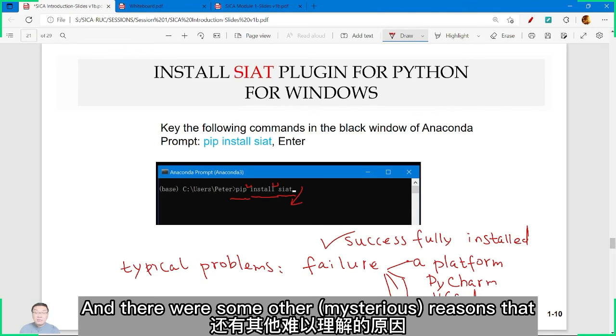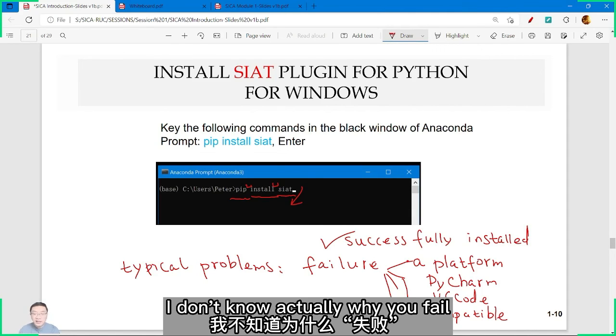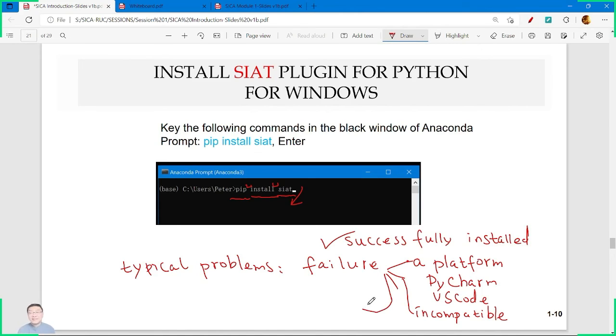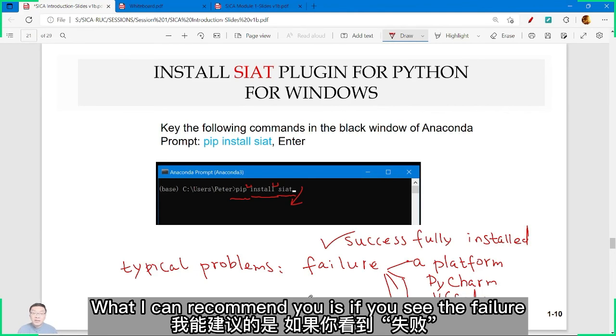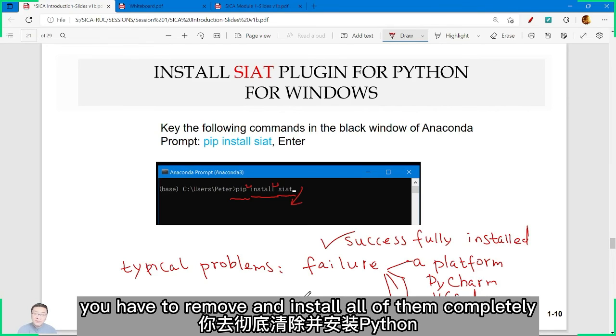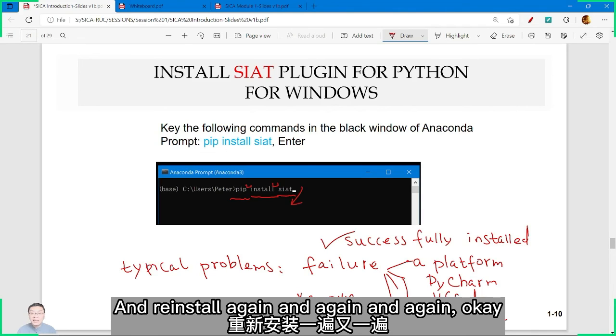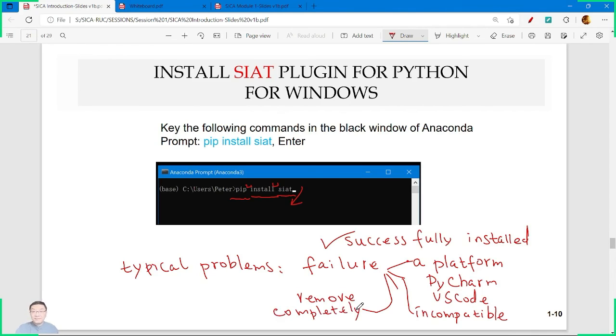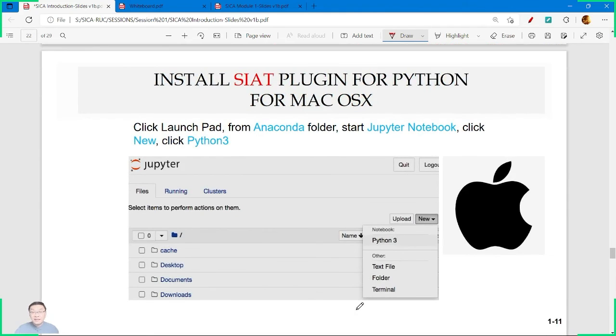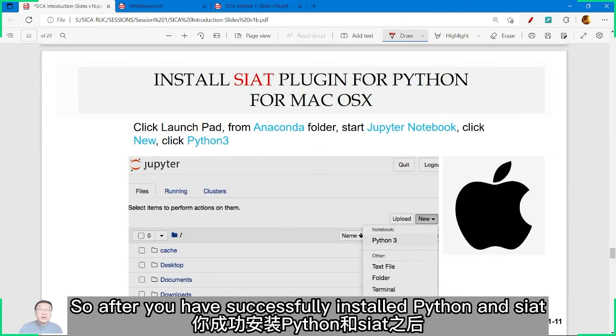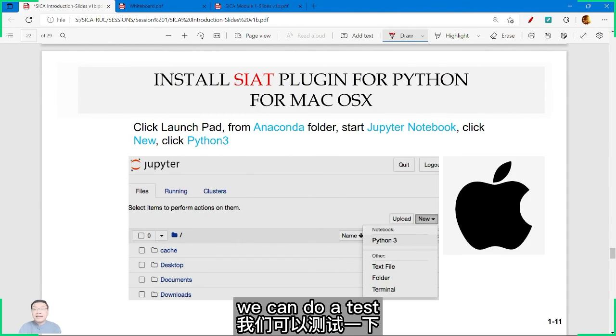And there are some other mysterious reasons. I don't actually know why you fail. So what I can recommend is, if you see the failure, you have to uninstall all of them completely, and reinstall again and again. Okay, so after you have successfully installed Python and the package, then we can do a test.